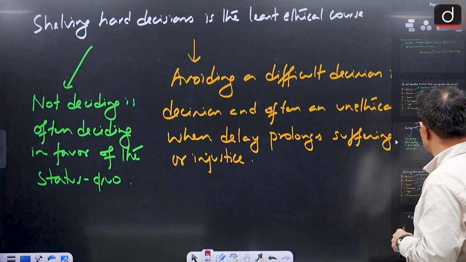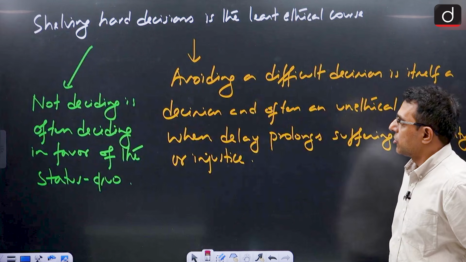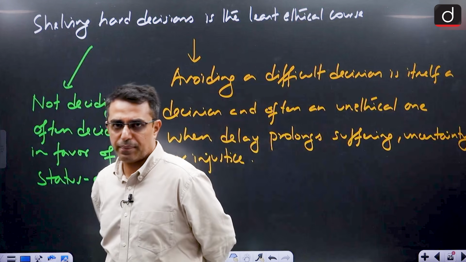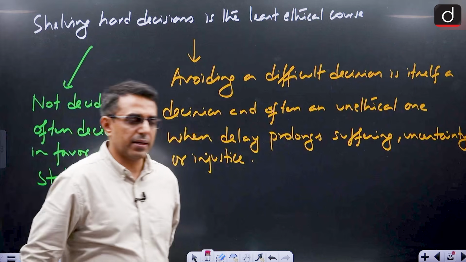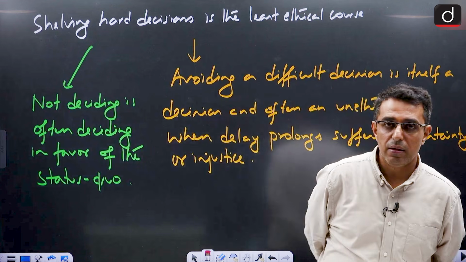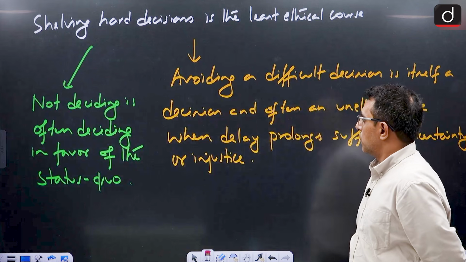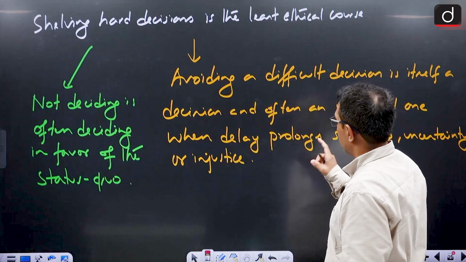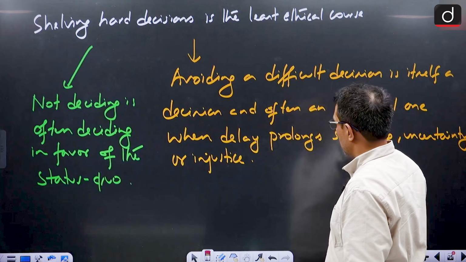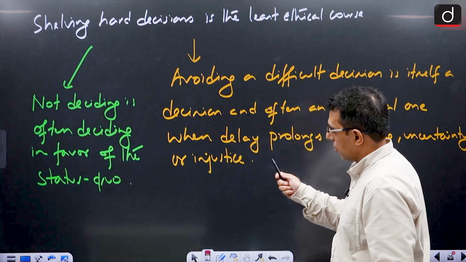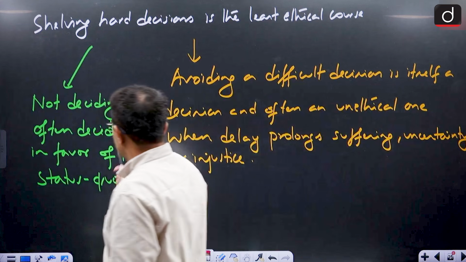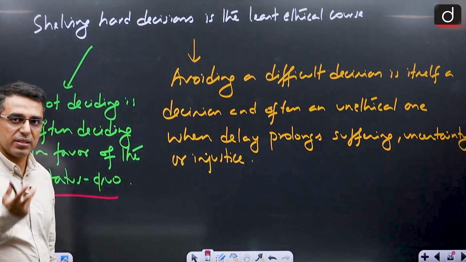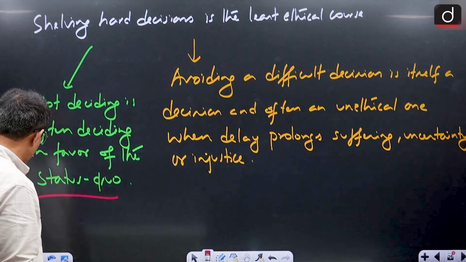Now we come to the next topic, which is topic number 7. Shelving hard decisions is the least ethical course. Shelving means not taking, or putting off taking, avoiding the hard decisions. It means that avoiding a difficult decision is itself a decision, and often an unethical one, when delay prolongs suffering, uncertainty, or injustice, right? Not deciding is often deciding in favor of the status quo. That is also what we can write. This is the core meaning of this topic.